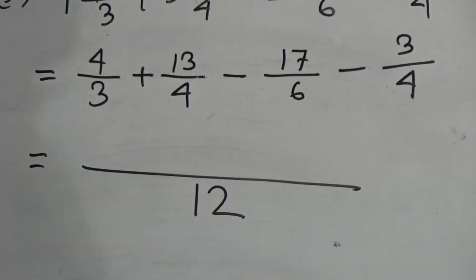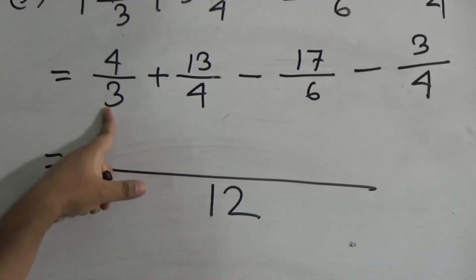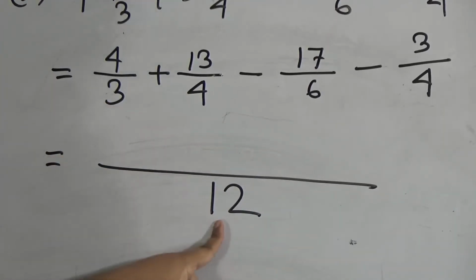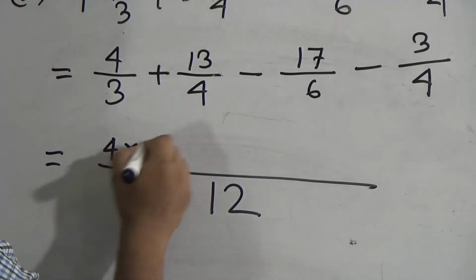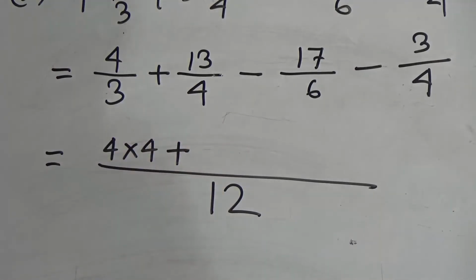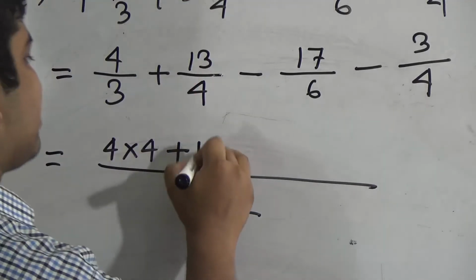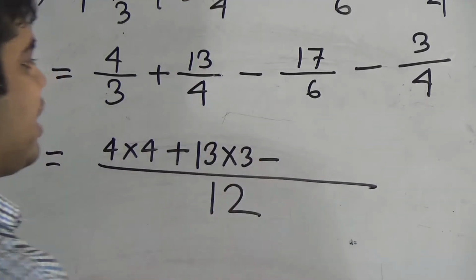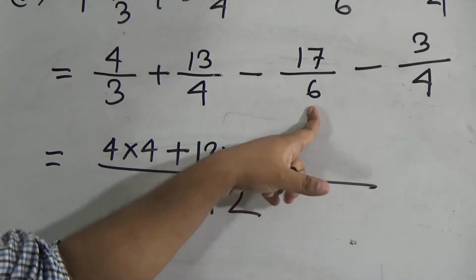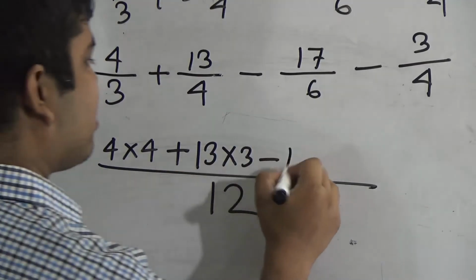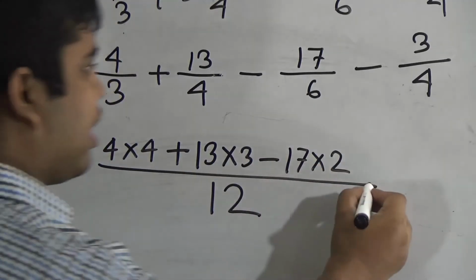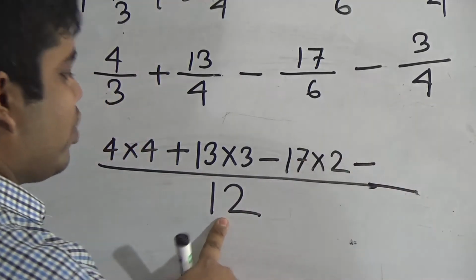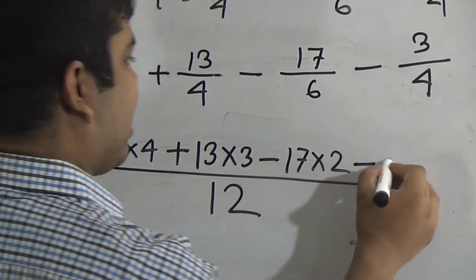Now dear student, please notice, we divide this 12 by the denominator of the first fraction. 3 4s are 12, now we multiply that 4 with 4, then plus sign is here. After that we divide this 12 by 4 and we get 3. 3 is multiplied with that 13. Minus, 12 is divided by 6 and we get 2. 2 is multiplied with 17. Then again we divide this 12 by 4 and we get 3. 3 is multiplied with 3.